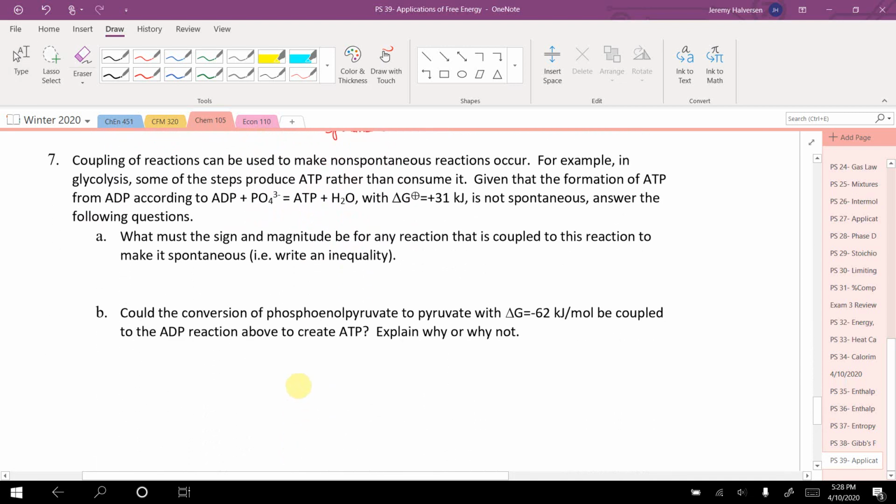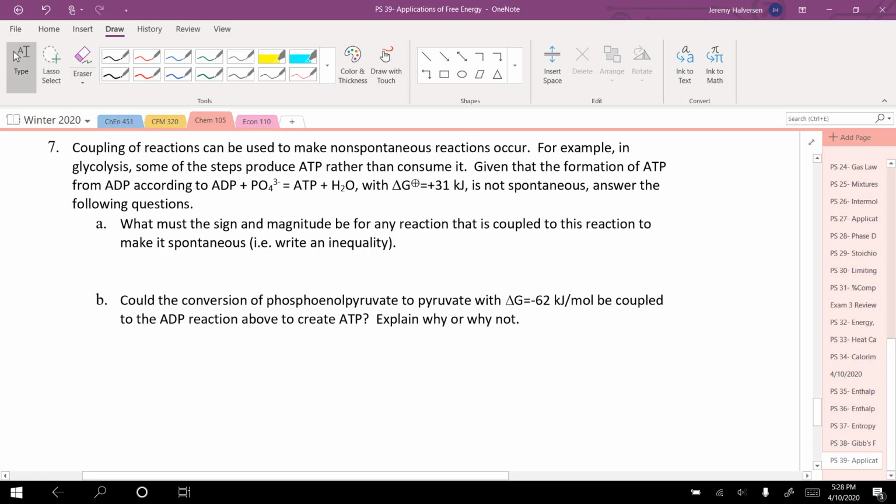All right, coupling of reactions can be used to make non-spontaneous reactions occur. For example, in glycolysis, some of the steps produce ATP rather than consume it. Basically, our body uses ATP, which means that must be spontaneous, but it also produces ATP, which means there must be some way to make that spontaneous. Given the formation of ATP from ADP, according to this process, with a positive delta G of 31 kilojoules, that's not spontaneous. Answer the following questions.